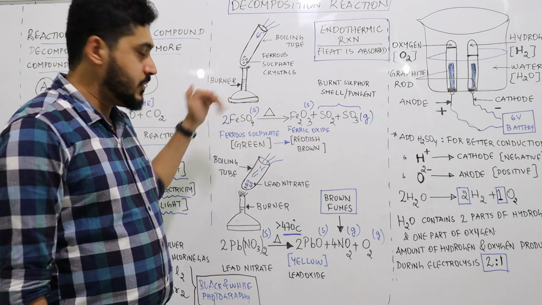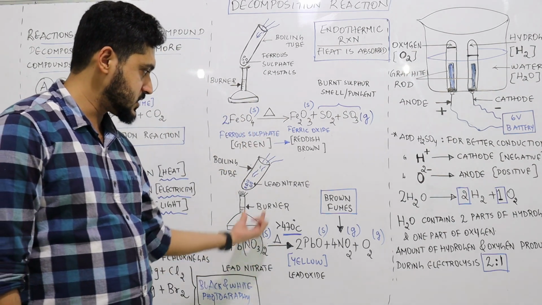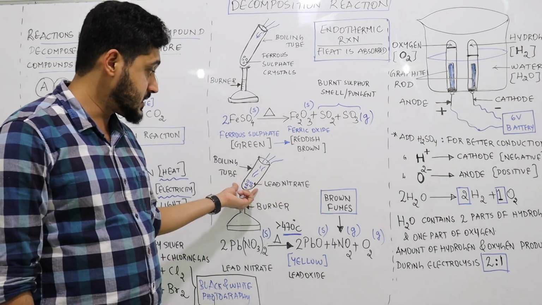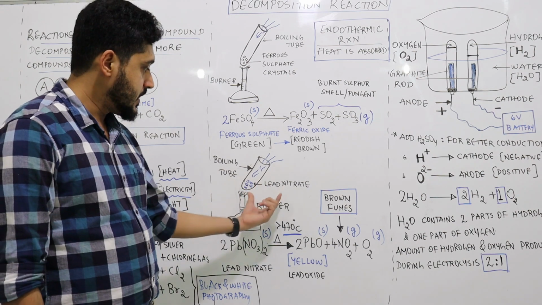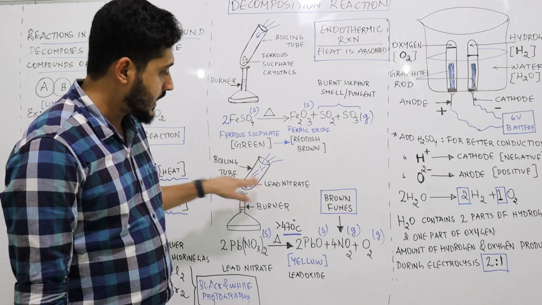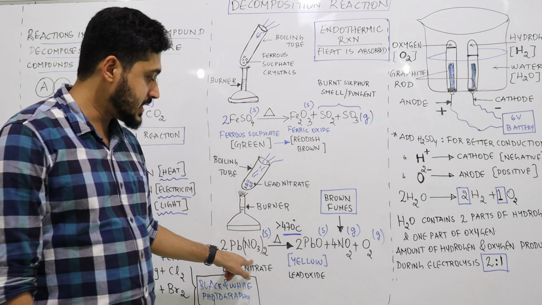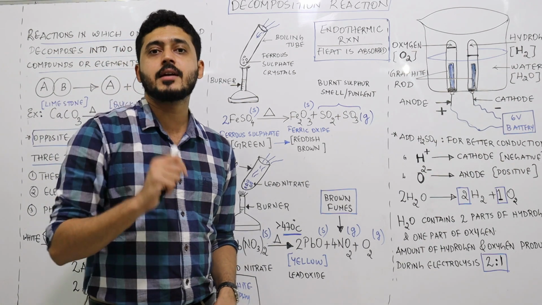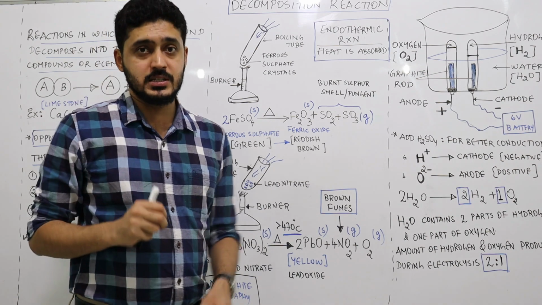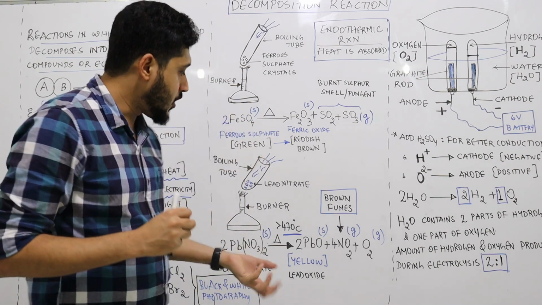Now let's move on to the next example, where we take lead nitrate. Last time we saw ferrous sulfate crystals being heated. The second example is lead nitrate salt. These lead nitrate crystals are white in color. Now that salt is taken and you start to heat it using a burner, and when you heat it above 470 degrees Celsius, this single product, lead nitrate, will start to decompose into 2 or more products.